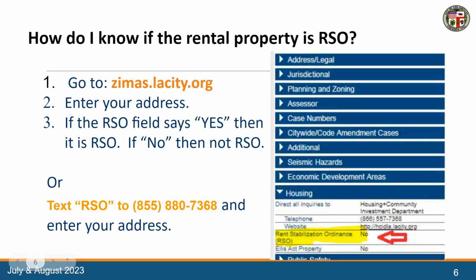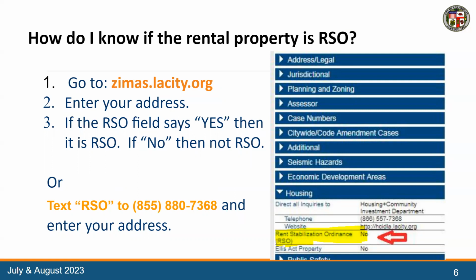To determine if you live within the City of Los Angeles and to find out if you own or live in a unit subject to the RSO, you can visit ZIMAS's website at zimas.lacity.org. Enter your rental property address, and under the tab Housing, it will say yes or no if the property is subject to the RSO.